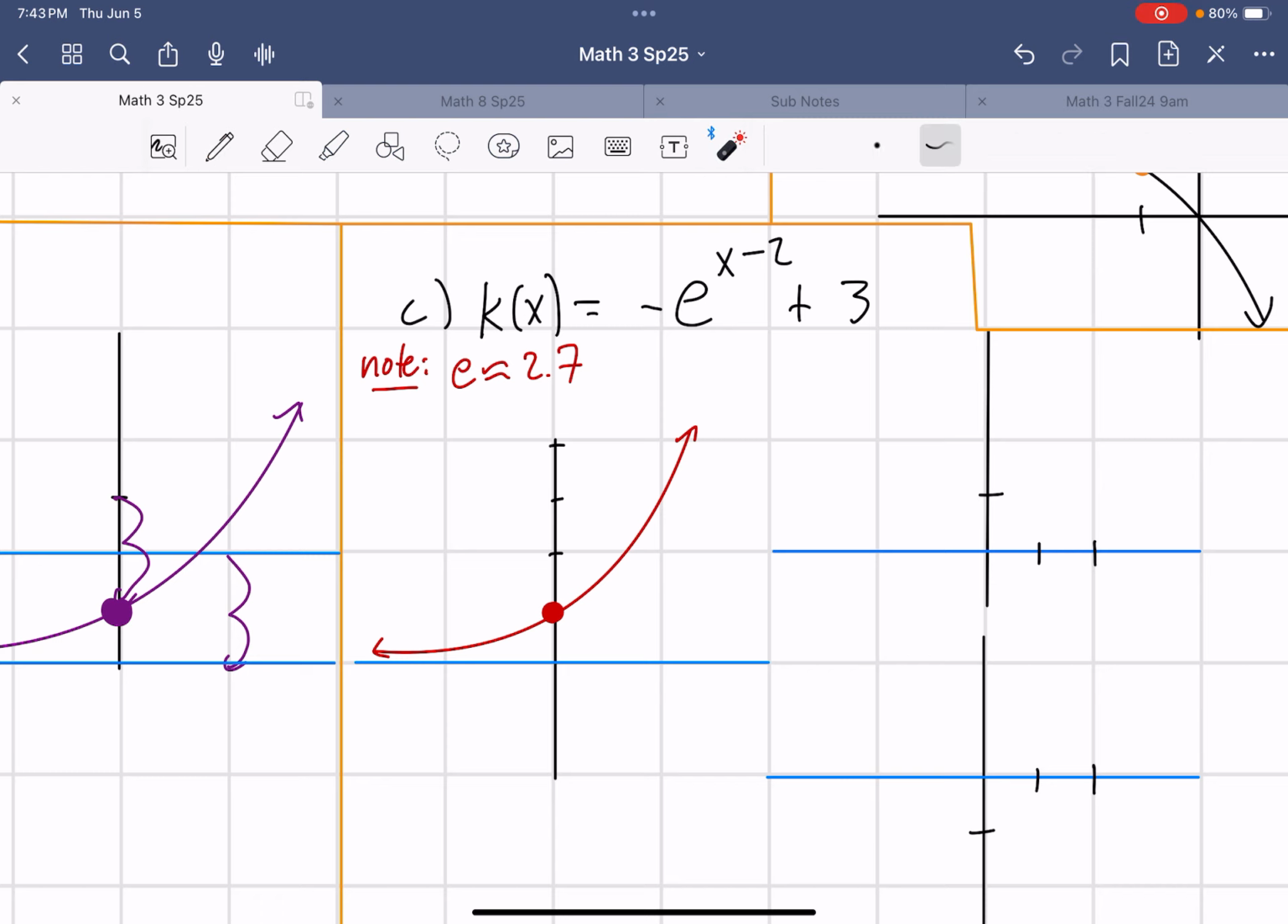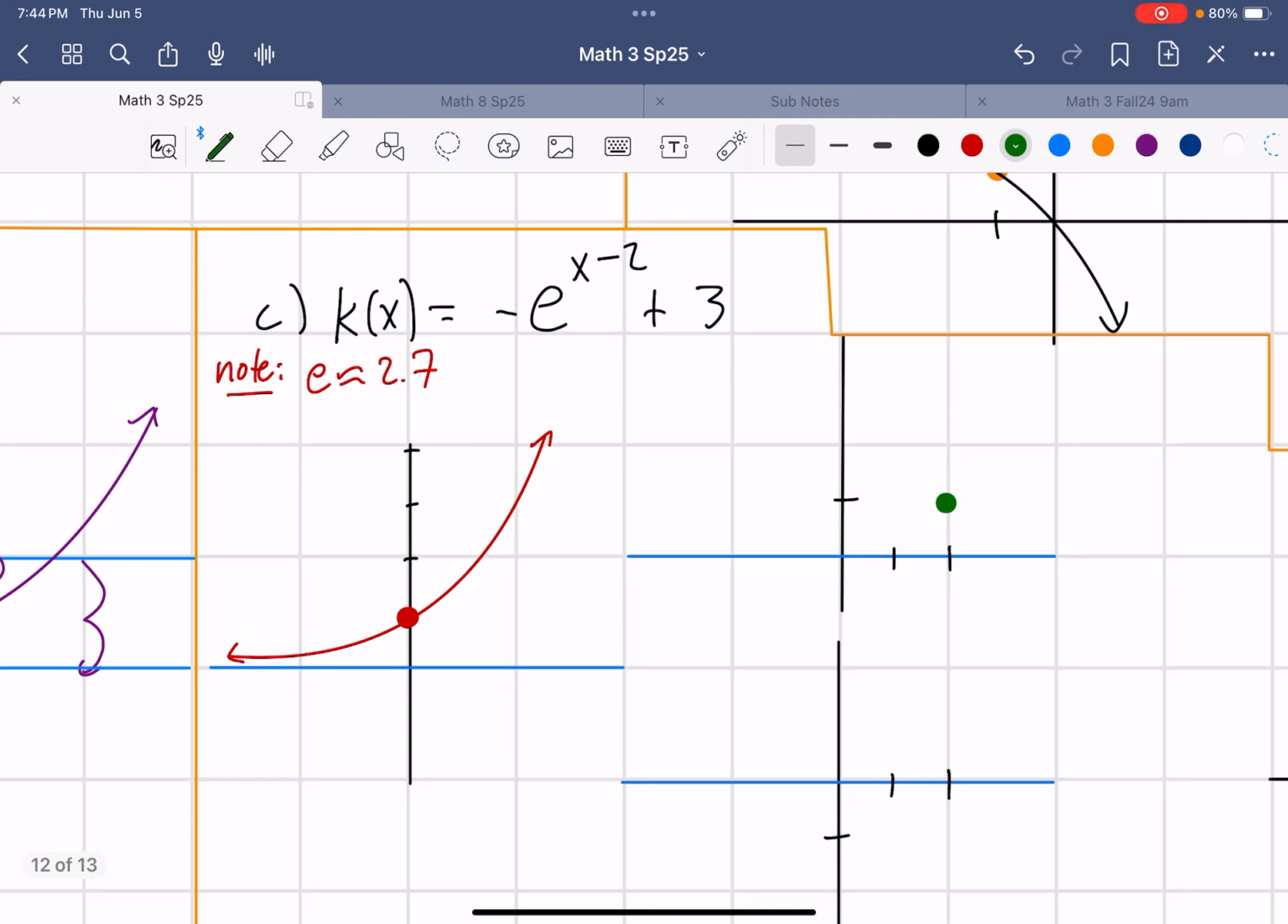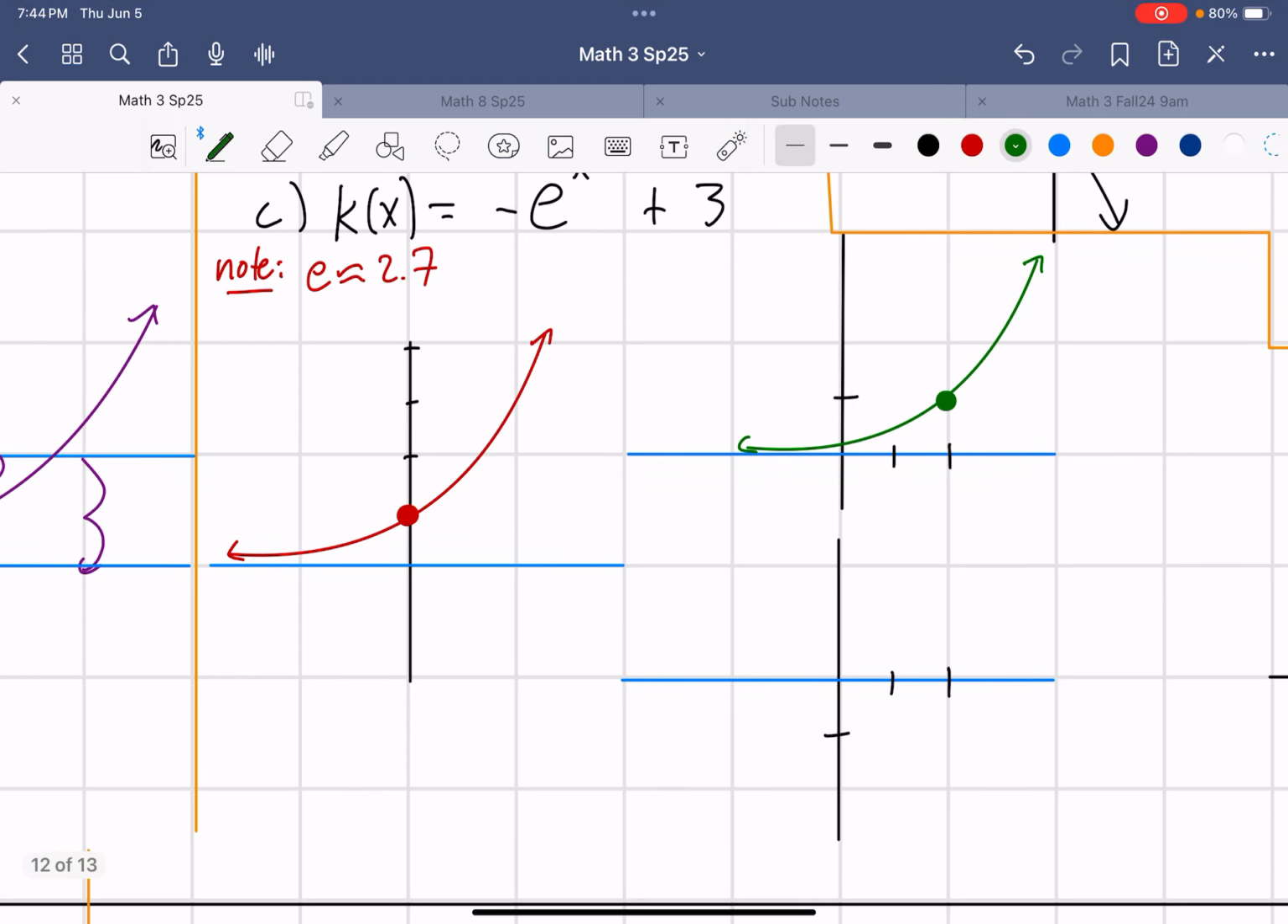And then, once again, the exponent is the inside. This -2 actually moves it to the right, not to the left. So that point's moving 2 to the right, which would be here. Luckily, moving left to right does not shift your horizontal asymptote, only when you move up and down. So here's our graph. Same shape. Once again, that negative causes a reflection on the x-axis. So that's going to move the graph down here.